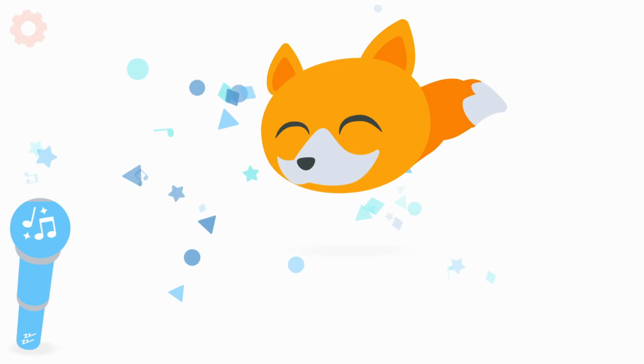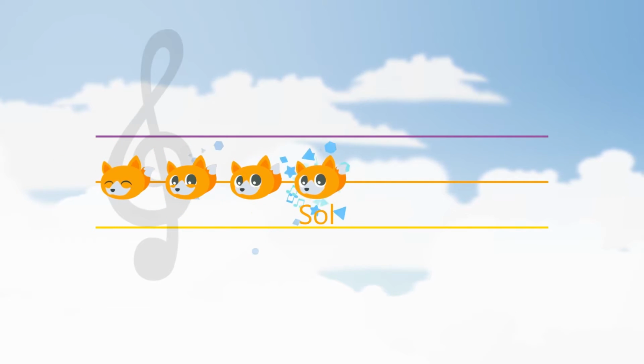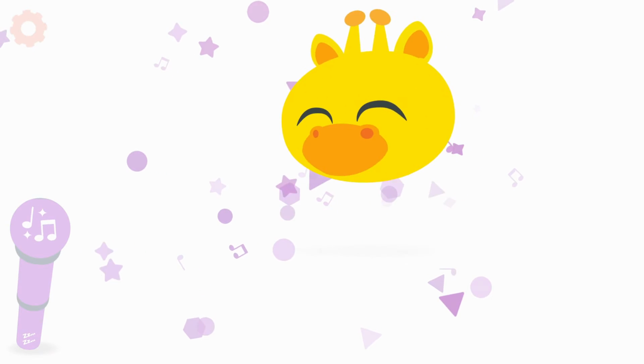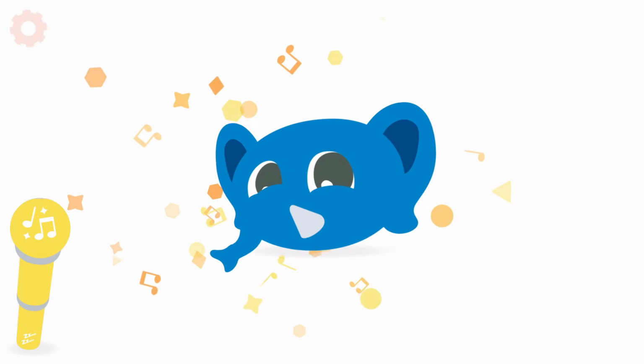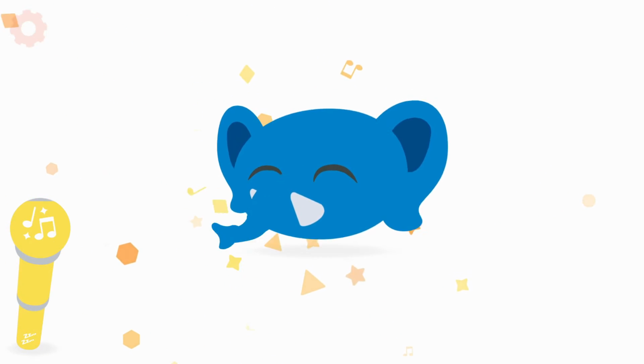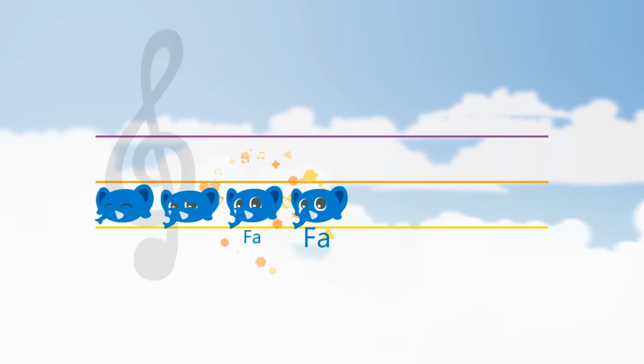Well, do you know where you have to place the note so, the fox? That's right, on the second line of the stave. Do you know where to place me, the giraffe? That's right, on the first line of the stave. And what about fa, the elephant? That's right, on the first space, between the first and the second line.